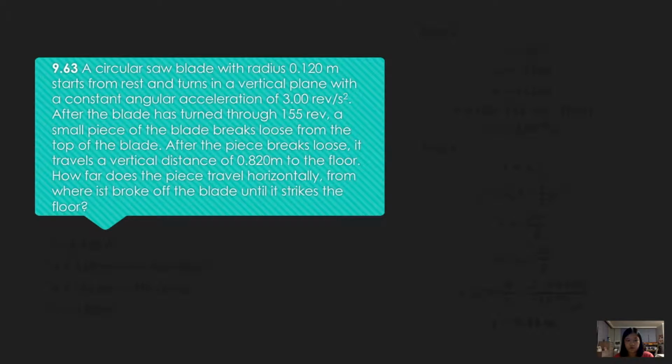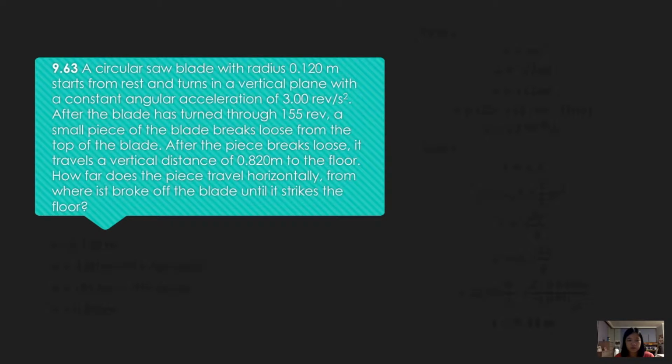Finally, we have 9.63. A circular saw blade with radius 0.12 meters starts from rest and turns in a vertical plane with a constant angular acceleration of 3 revs per second squared. After the blade has turned through 155 rev, a small piece of the blade breaks loose from the top of the blade. After the piece breaks loose, it travels a vertical distance of 0.82 meters to the floor. How far does the piece travel horizontally from where it broke off the blade until it strikes the floor?